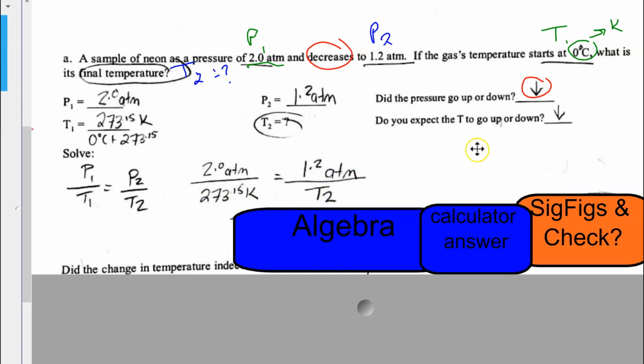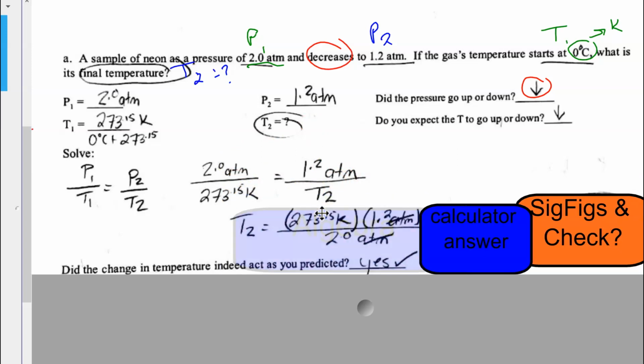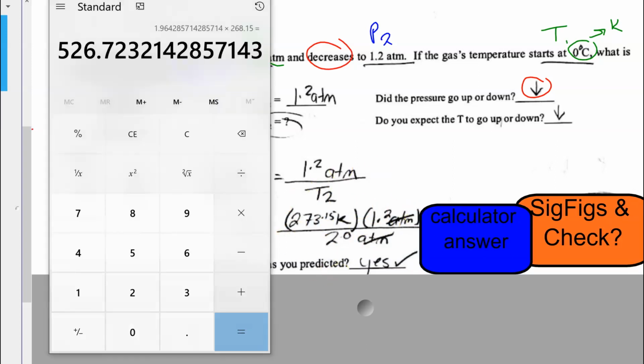Now we've got to do some algebra. You can cross multiply and then divide out, or just bring T2 up to each side, divide out the 2, multiply with 273.15, whatever you want. You'll get the same answer as long as you do your algebra right. So here's what the algebra should look like. Here's what we should be entering into our calculator. Let's do a check.